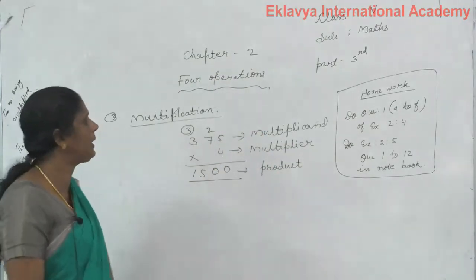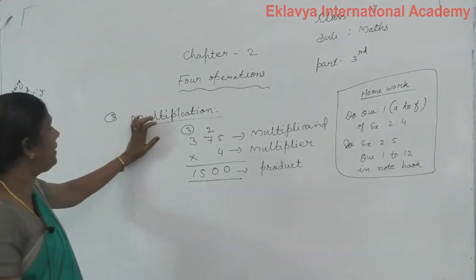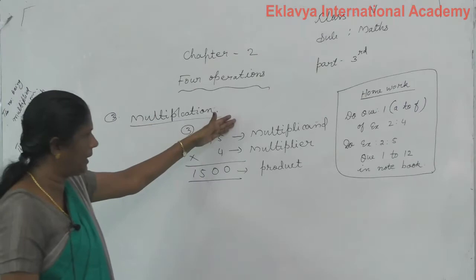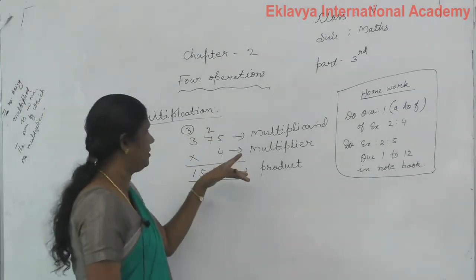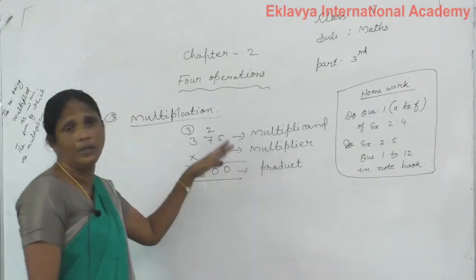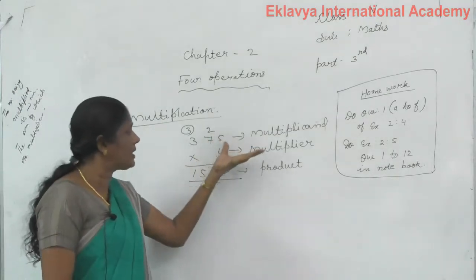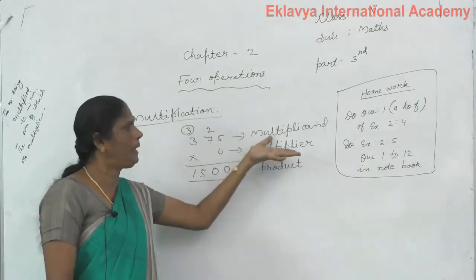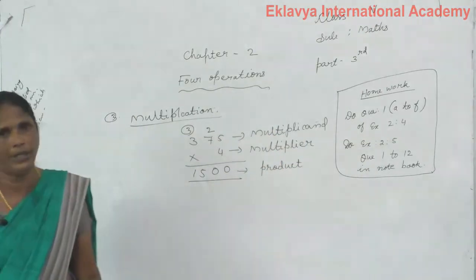Again, what is multiplicand? The number being multiplied is called multiplicand. The number by which the multiplicand is multiplied is called multiplier. The result of the multiplicand and multiplier is called product.